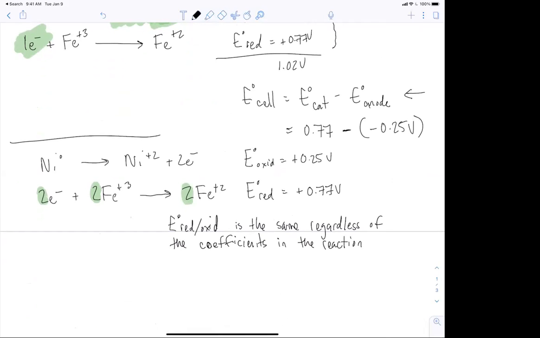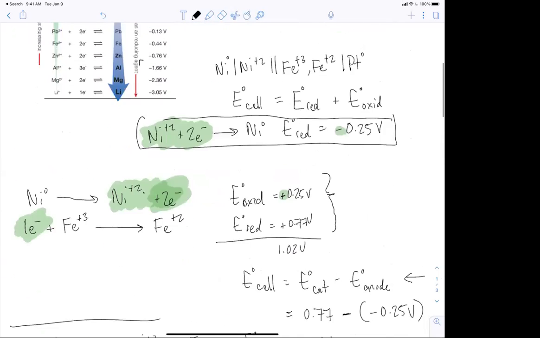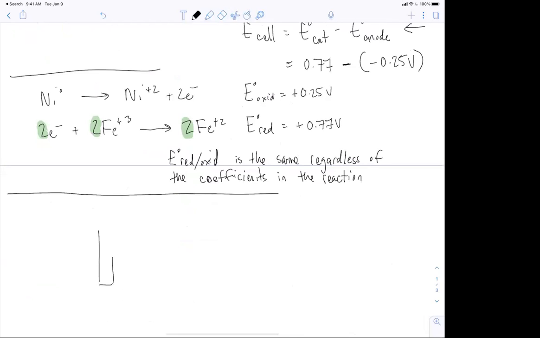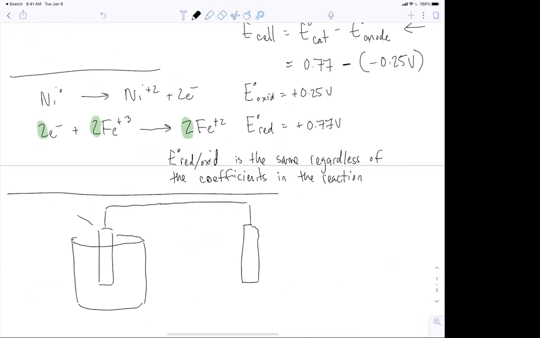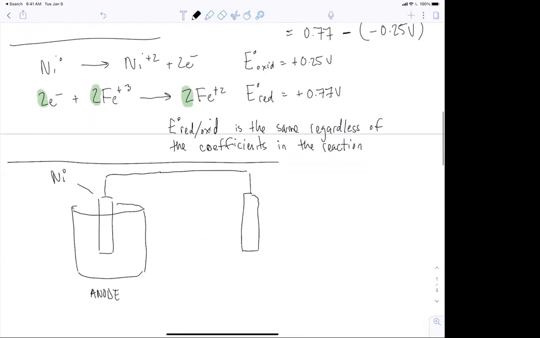Okay, so let's look at voltaic and electrolytic cells. In this example that we looked at up here, we had nickel at the anode. And then we had a platinum electrode for the cathode.